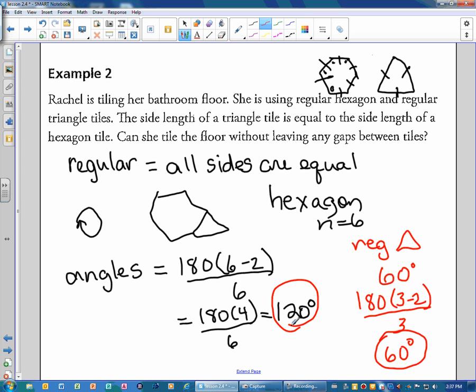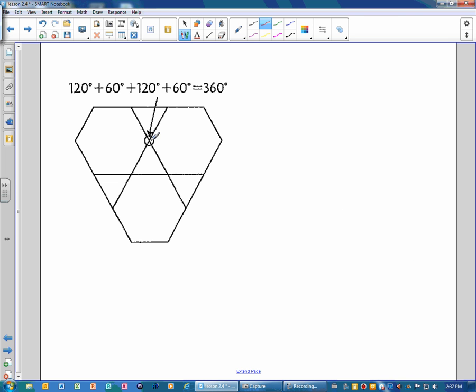Do you think we're going to be able to fit those and not leave a space? Well, there's a little picture on the next page. Have a look. And so this is an example of how you could put them up. This would be 120 degrees. This would be 120. This would be 60, and that would be 60, making 360 degrees. So it said, can she tile the floor without leaving any gaps between the tiles? You should write, yes, she can. All right, that's it.